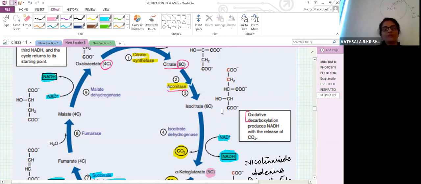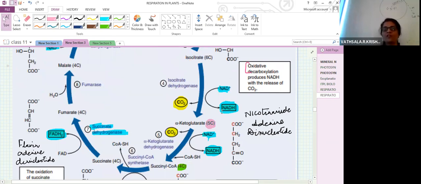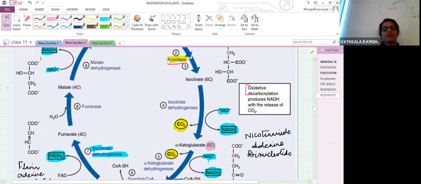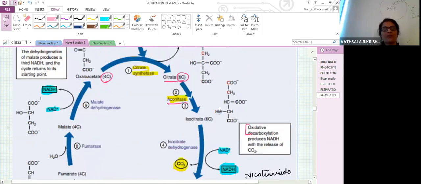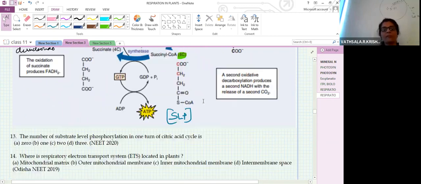So how many places do we have NAD? Now you can see 3 places NAD and 1 place FAD, and then 1 ATP is formed. That is substrate level phosphorylation formed here. So now, what is the balance sheet? Let's go to the balance sheet.